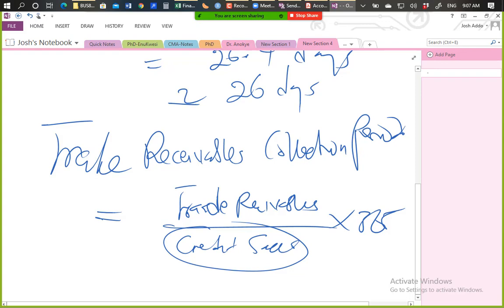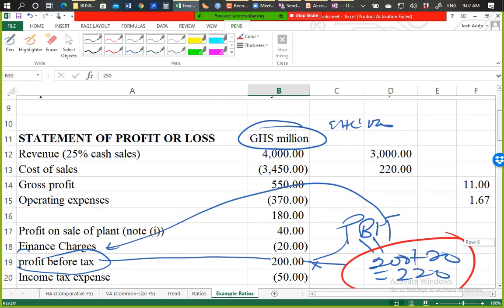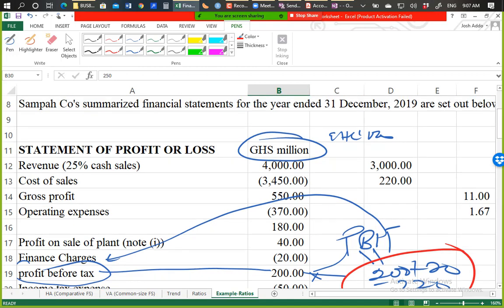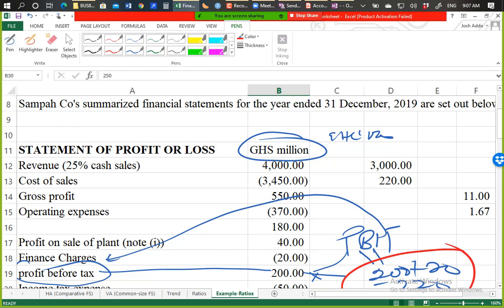In our question, the question was friendly. It gave us the credit sales figure. If you look at the revenue, in bracket 25% cash sales, it means 75% credit sales, right? So you compute 75% of this, that will be the credit sales. Now you can get more accurate. But in case this thing in bracket wasn't there, you have to use the whole of the 4,000.